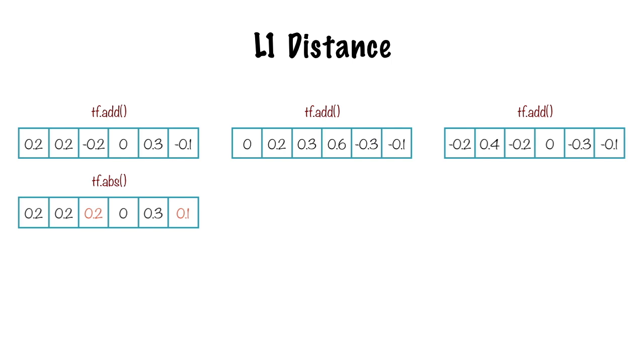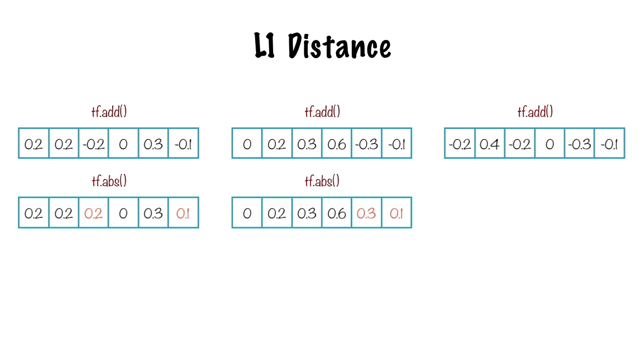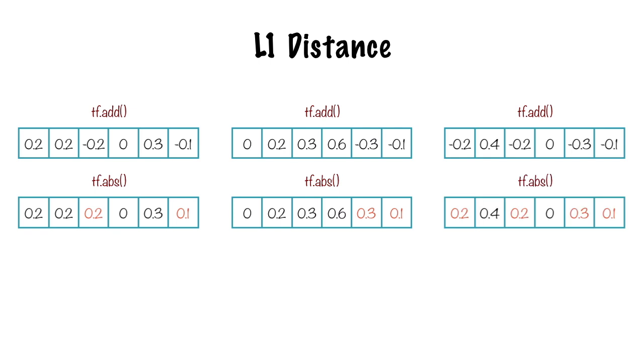tf.abs will find the absolute values for each element in the vector. Absolute values basically mean that any negative number in the array will be converted to its positive equivalent. Positive numbers and zeros will remain as is. If you look on screen, all numbers in orange have had their sign flipped because of the absolute.